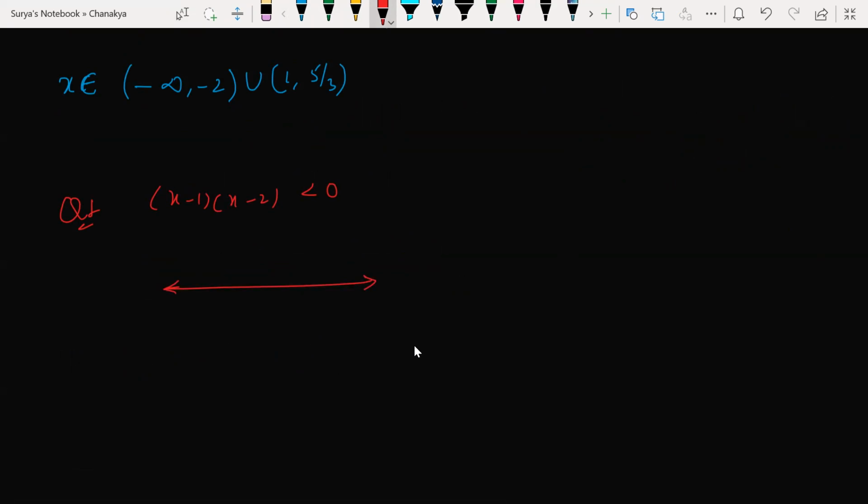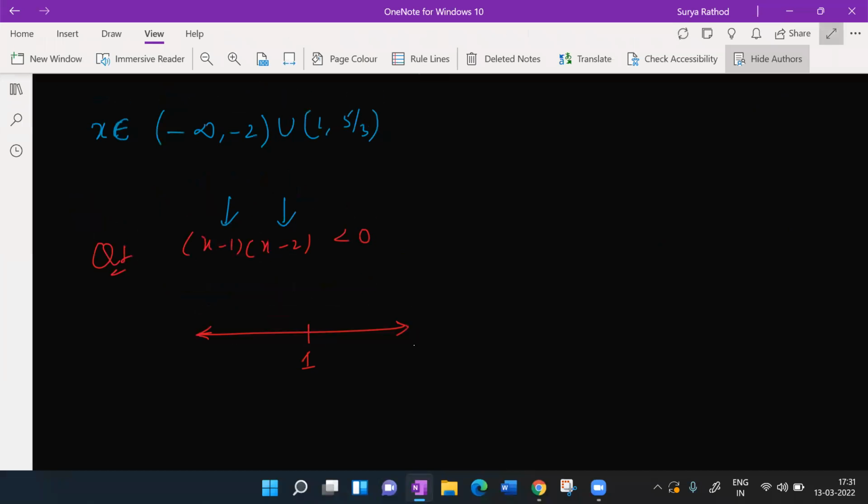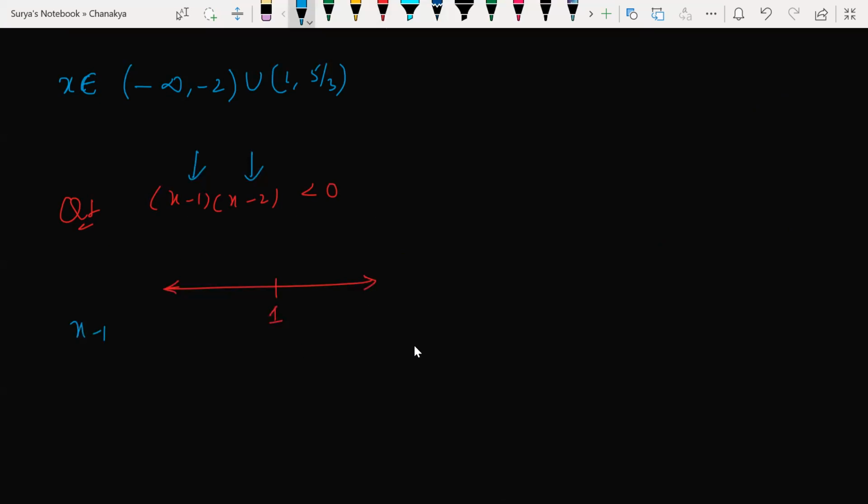Okay. Let us write first one here. Let us talk about this term first, then we'll talk about this term. Listen to me carefully, everyone. Let's talk about x minus 1. If I substitute any value which is left-hand side of 1 in this expression, what does it give you? Substitute any value which is less than 1. What happens? Negative or not?